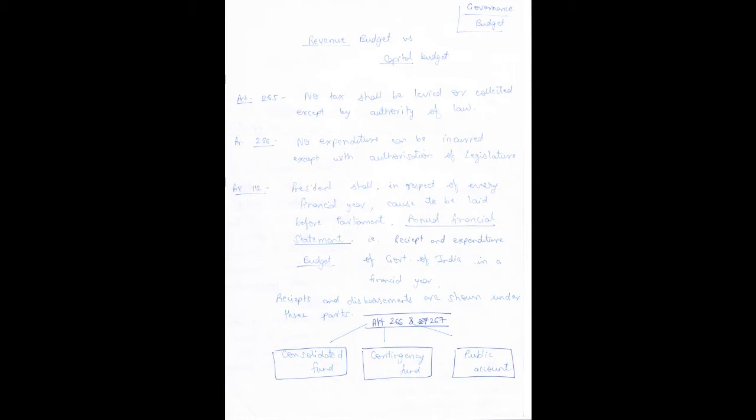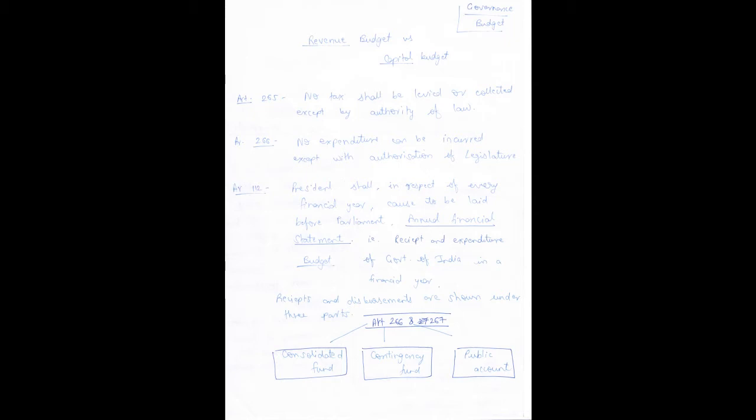Article 265 of the Indian Constitution says no tax shall be levied or collected except by authority of law. Means for the government to take any tax from the people, there should be a law that mandates for doing so. And we know law is made in the Parliament. Parliamentarians are the representatives of the people. Article 266 says no expenditure can be incurred except with authorization of legislature.